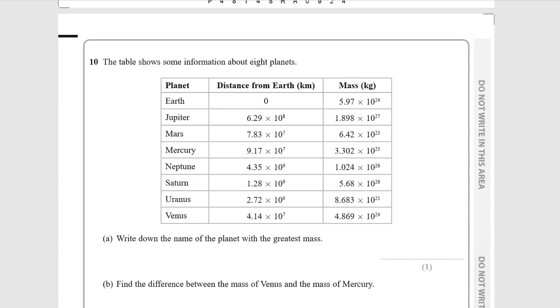Okay, question 10. Write down the name of the planet with the greatest mass. So it's the greatest mass here. Well, we can tell that this has the most zeros. It's got 27. So Jupiter.